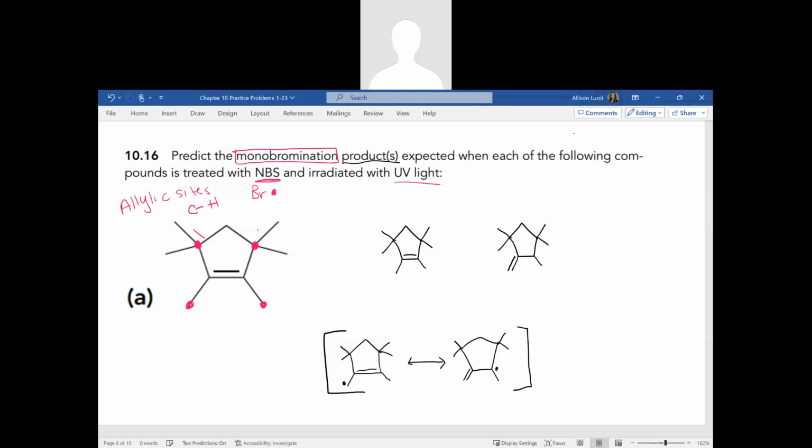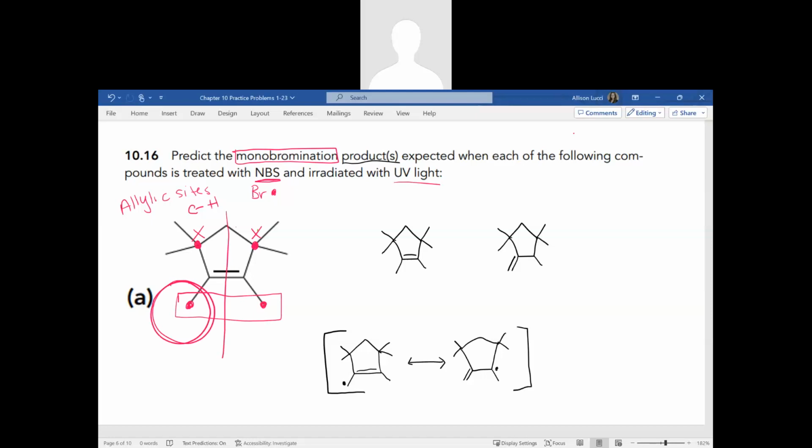But these top two we don't need to consider, because these are quaternary carbons and they do not have any CH bonds available, so we cannot abstract a hydrogen there and promote bromination. So we're limited to just these bottom two sites. And if you notice, this molecule has a plane of symmetry. So really, we're just going to focus on this one allylic site that I'm circling there.